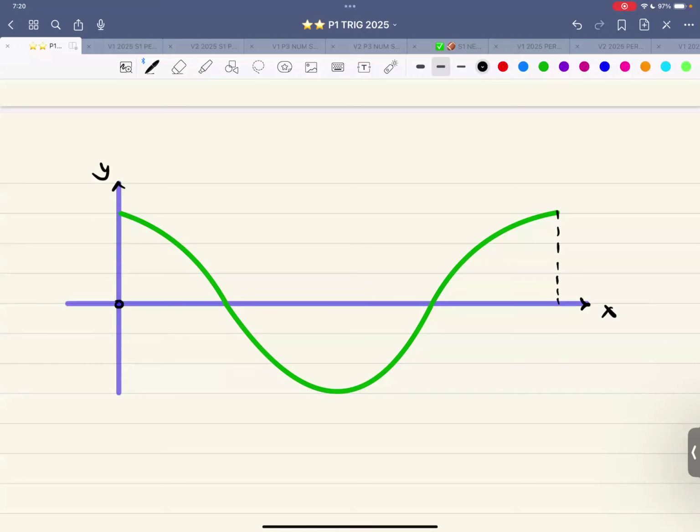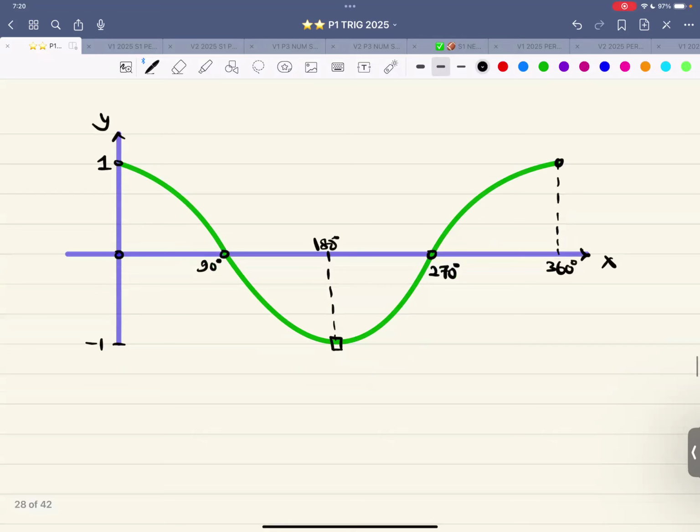So now at 0, it's 1. At 90 degrees, it's 0. At 180 degrees, it is negative 1. At 270 degrees, it's 0. At 360 degrees, it's again a positive 1. So these are the five major points that we label.